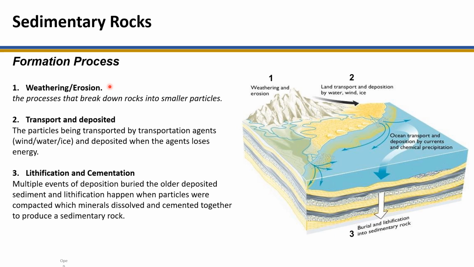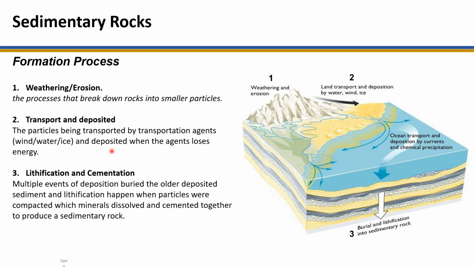The process of sedimentary rock formation involves at least three processes, which are, first, weathering and erosion; second, transport and deposition; and third, lithification and cementation. Weathering is the process of breaking rock down into smaller particles. This can be caused by a few factors, including physical weathering, chemical weathering, biological weathering, and many more, and also erosion. Then we have transportation and deposition. Once rocks have been weathered or eroded, they can be transported by several agents, including wind.